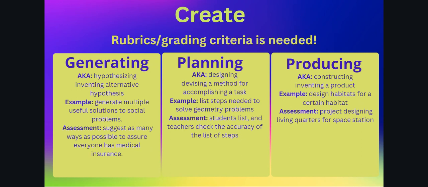Last is producing or constructing, where students will invent a product. This could look like a goal to design a habitat for a purpose, and then a project where students design a living space for the space station. With all of these processes under Create, very specific grading criteria or a rubric is necessary for assessing the students. That way, students will know the constraints and the criteria they are being assessed on. Producing mirrors the final step of the creative process as students execute a solution.